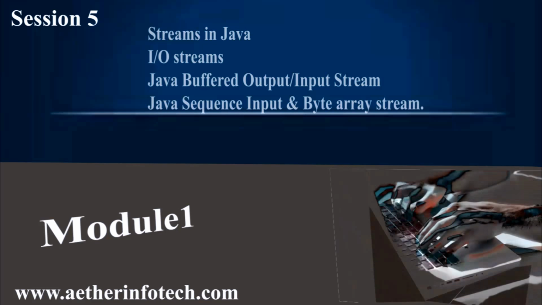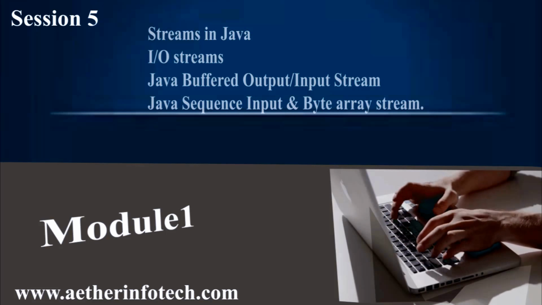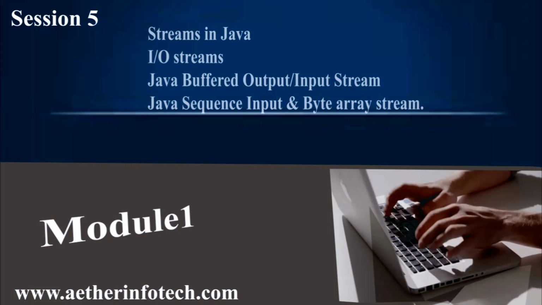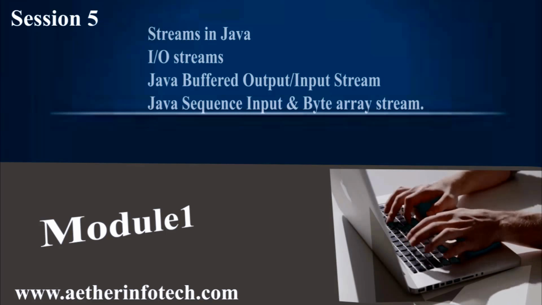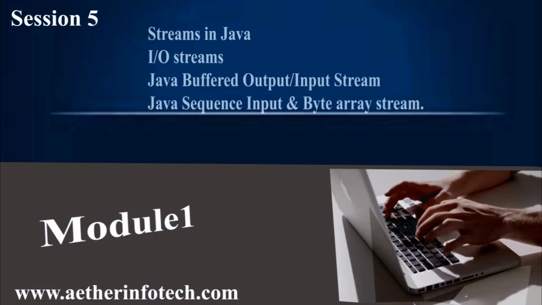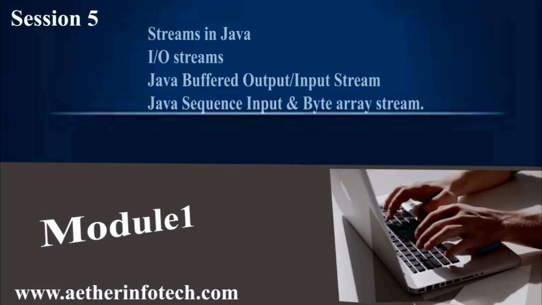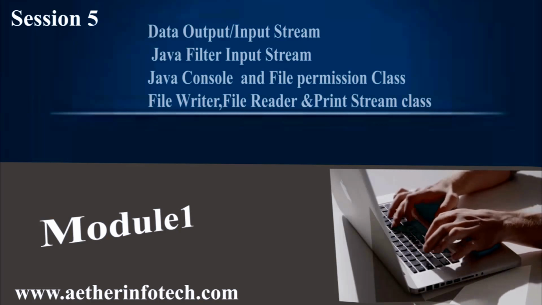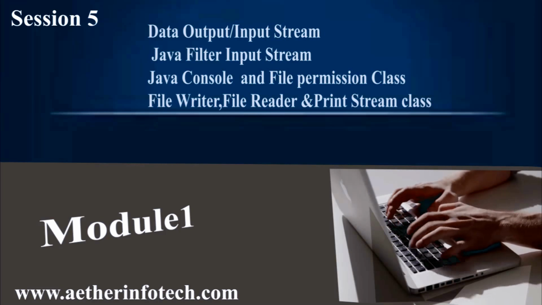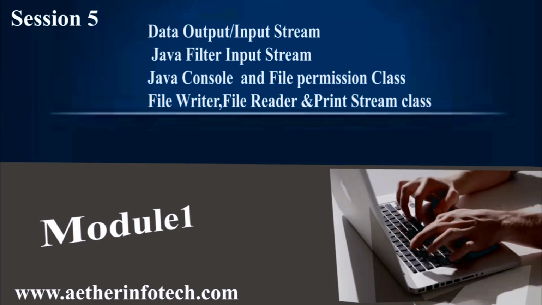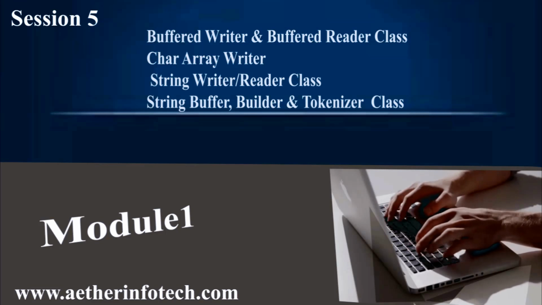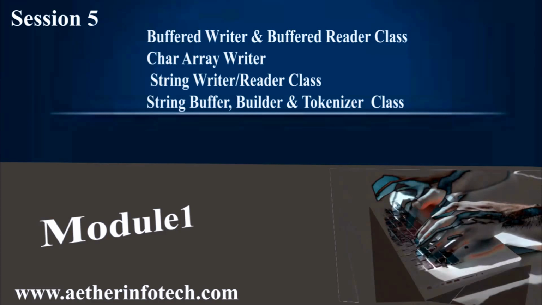Main topics that will be covered in this section are streams in Java. Java uses a pool of characters for read or write operations. We will understand I/O streams, then we will see and use classes of input-output streams like Java buffered input output stream, Java sequence input and byte array stream, data input output stream, Java filter input stream, Java console and file permission class. There are many more like file writer, file reader and print stream class, buffered writer and buffered reader class, char array writer, string writer reader class, and string buffer, builder and tokenizer class.